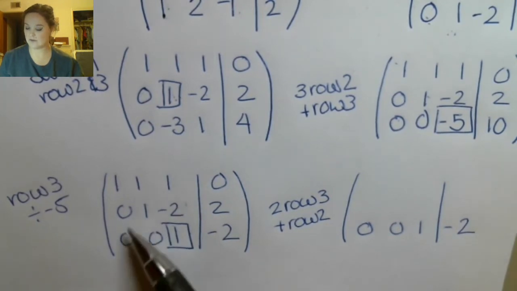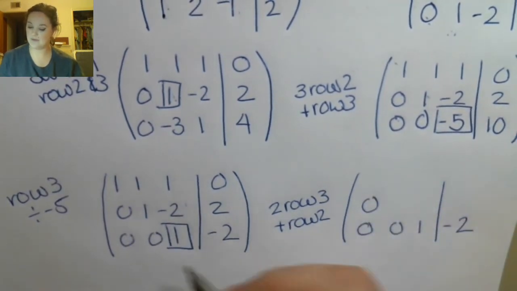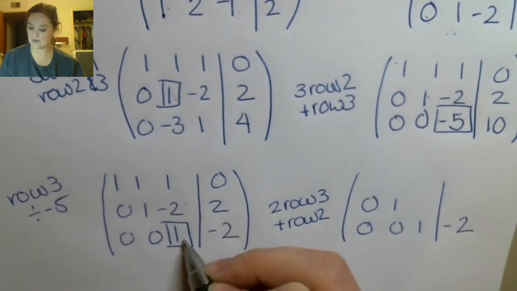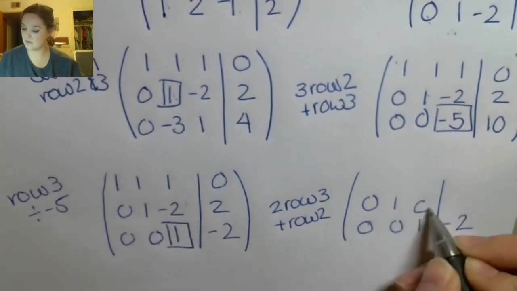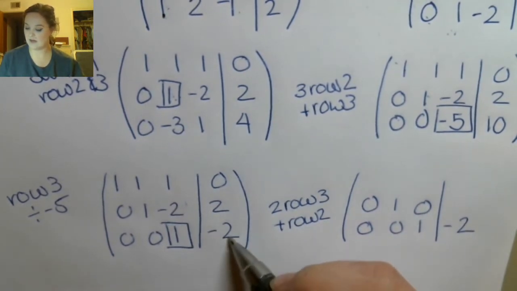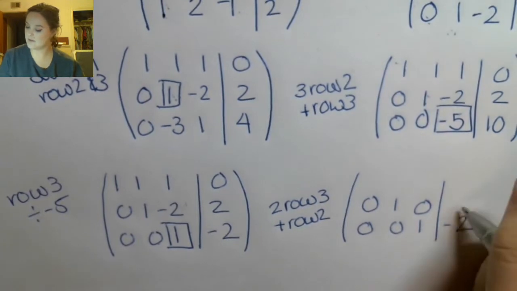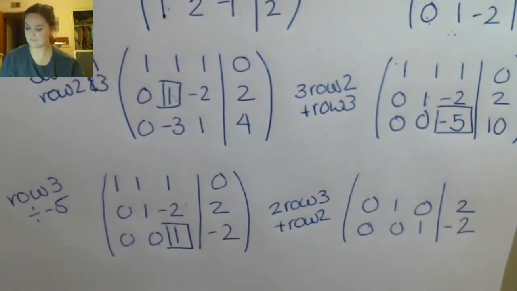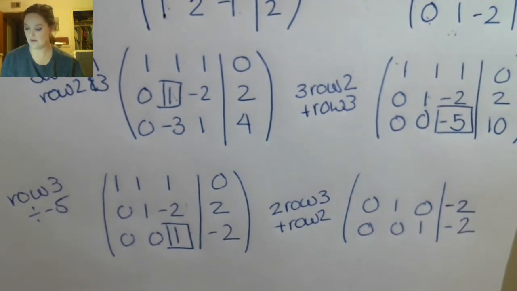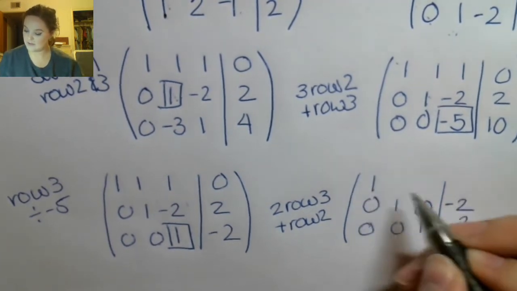So 2 times 0 is 0, plus 0 is 0. 2 times 0 is 0, plus 1 is 1. 2 times 1 is 2, plus negative 2 is 0, which was what we wanted. And 2 times negative 2 is negative 4, plus 2 is 2. Oh, I'm sorry, negative 2. And then I'm not going to change my top row at all.